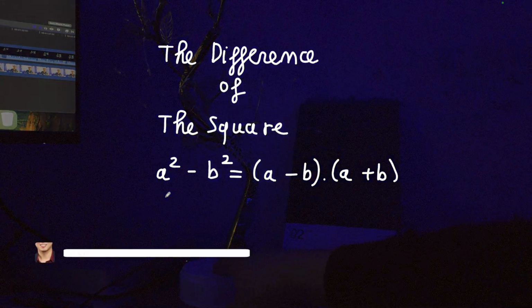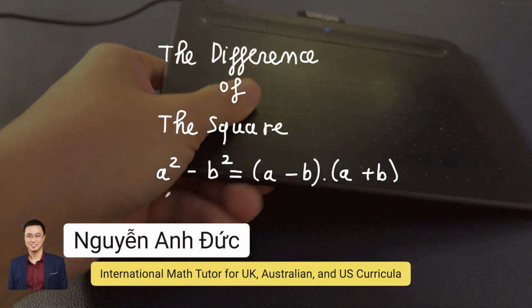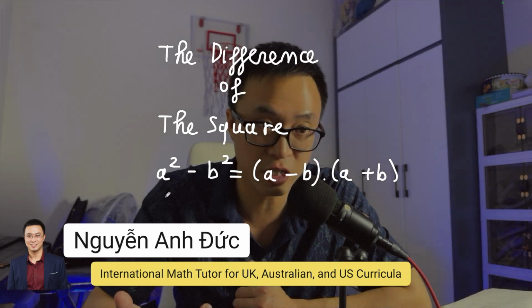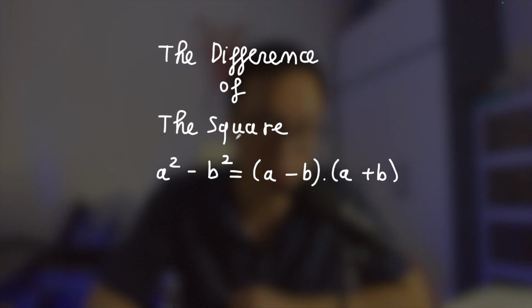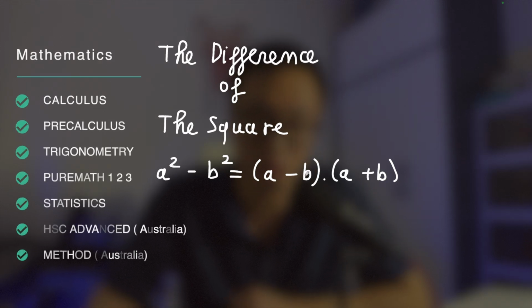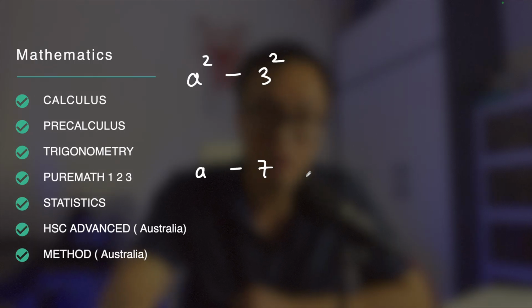This problem seems simple, but many of my students from Australia school cannot finish this one. Let me show you the correct way to solve. The difference of squares is a very useful formula: a square minus b square equals a minus b multiply a plus b. In the first step, we can apply this formula to these two questions.